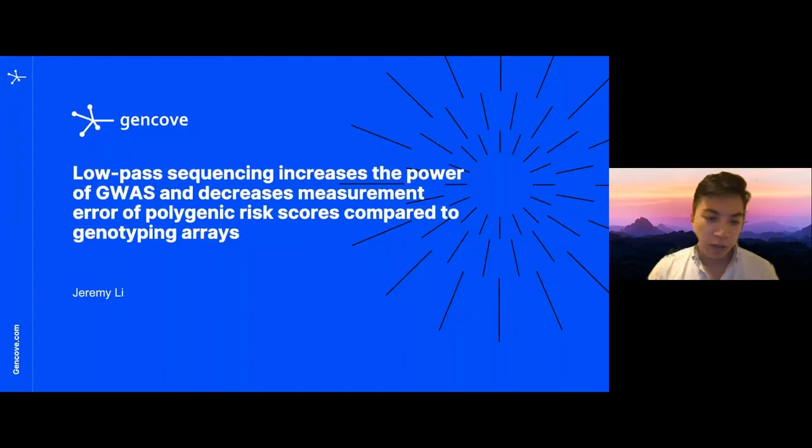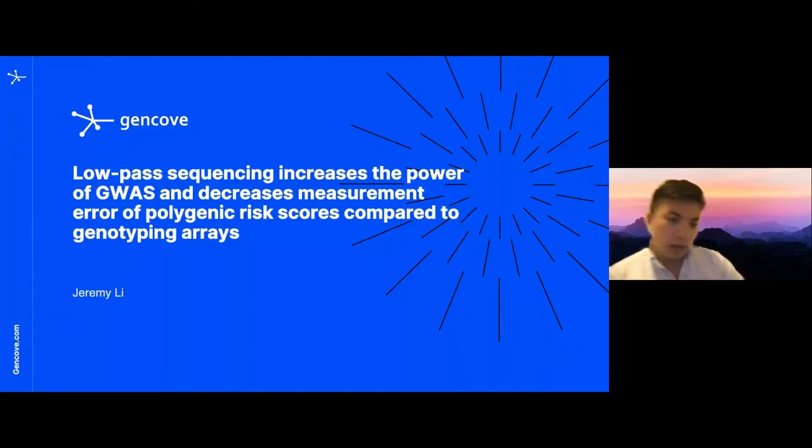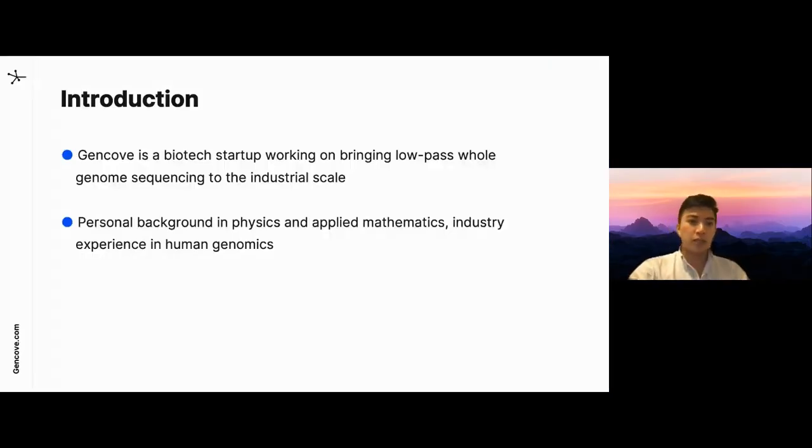My name is Jeremy Lee, and I'm from Gencove, and today I'll be talking a little bit about the paper that we recently put out in the journal Genome Research entitled Low-Pass Sequencing Increases the Power of GWAS and Decreases Measurement Error of Polygenic Risk Scores Compared to Genotyping Arrays.